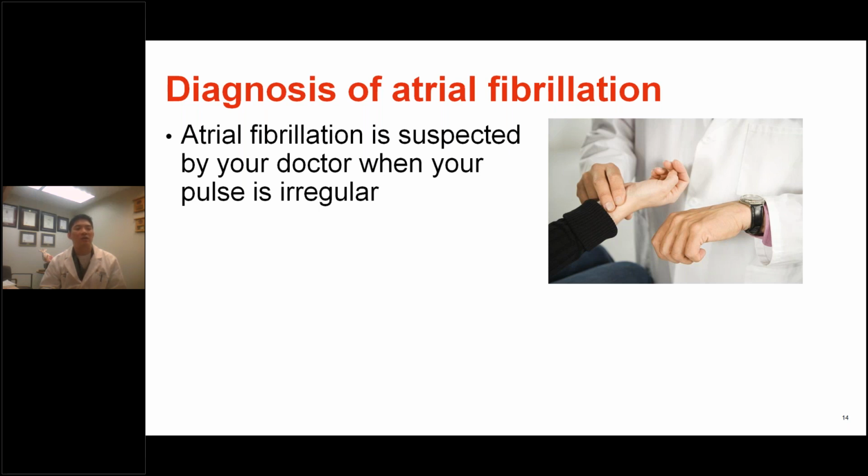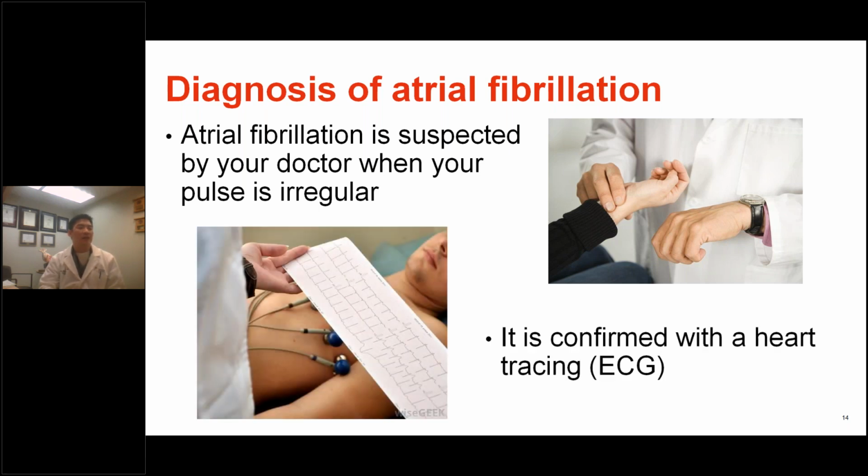So the next test would be to get an electrical heart tracing called an ECG. An ECG is when they hook up your chest with leads. Many of you will have had this before, and it records the electrical activity in your heart. If the ECG shows atrial fibrillation, then the doctor can make that diagnosis right there and say, yes, you have atrial fibrillation and you are in it right now.